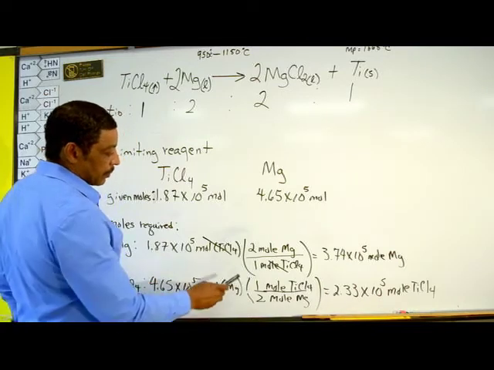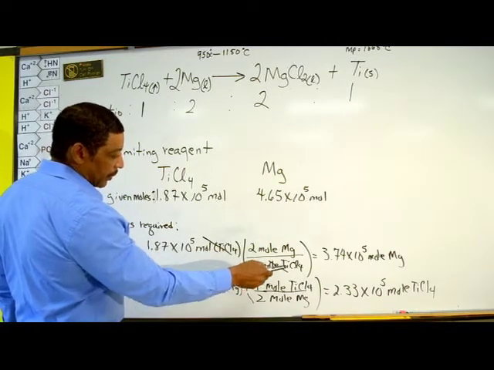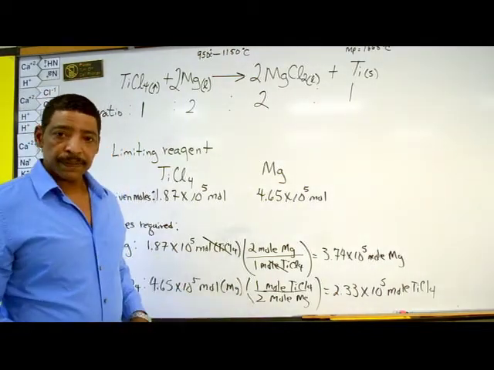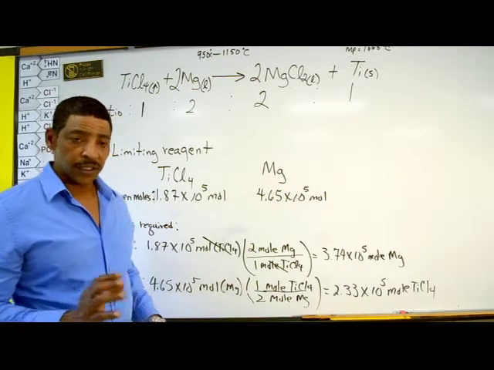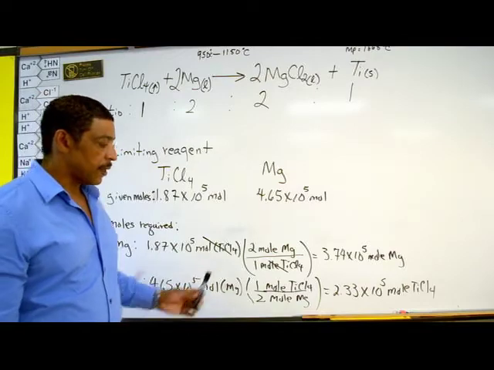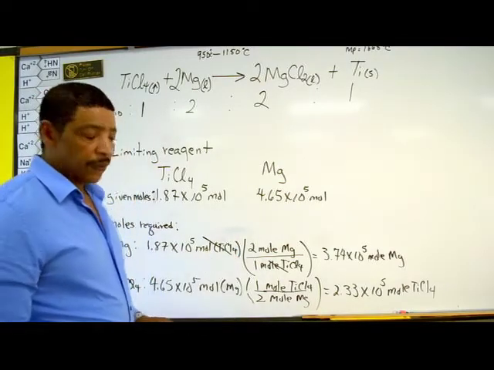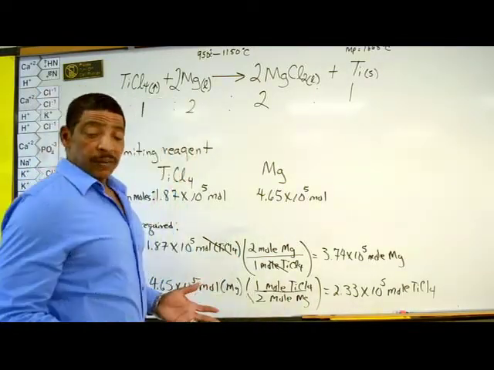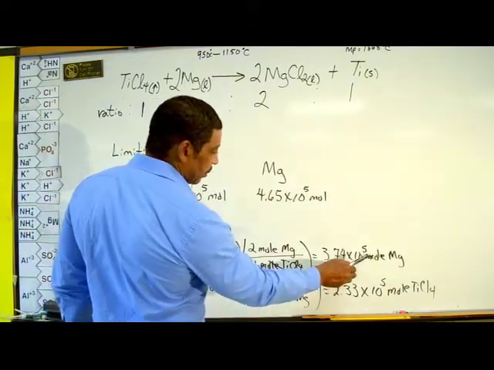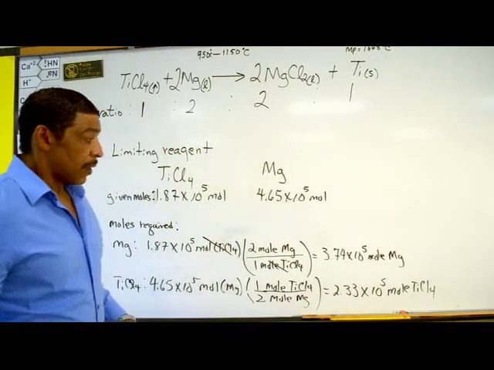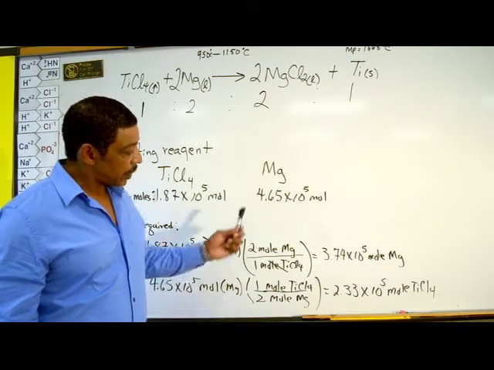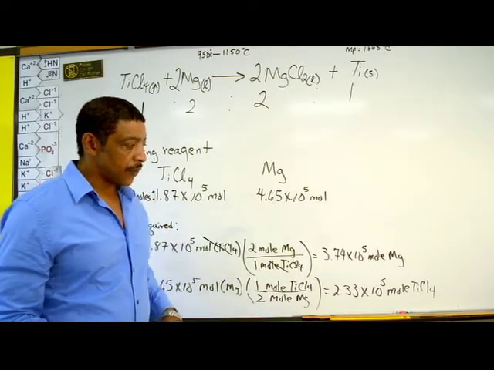So we write the following: 2 moles of magnesium divided by 1 mole of TiCl4. Obviously, the moles of TiCl4 will cancel, which leaves us with moles of magnesium, which is good. Now multiplying the 1.87 times 10 to the 5 by 2 will equal the following. So the amount of magnesium required to consume the titanium 4 chloride will be 3.74 times 10 to the 5 mole. However, how much magnesium do we have on hand? Well, on hand we have 4.65 times 10 to the 5 mole of magnesium.